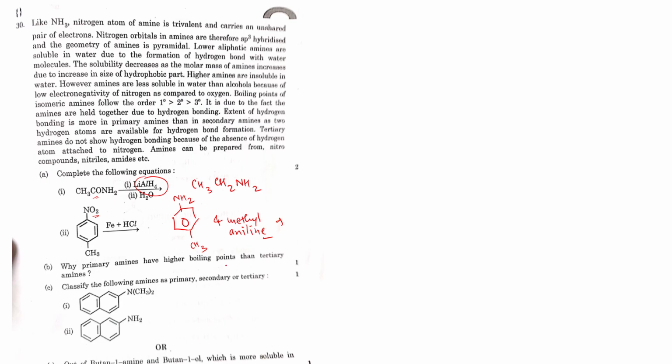Then, why do primary amines have higher boiling points than tertiary? Due to the ability to form hydrogen bonds, intermolecular hydrogen bonding. Okay, so you have to find primary, secondary, tertiary. Since this nitrogen is attached to this carbon and two carbons on this side, this is going to be tertiary, and since it is having only one, this is primary. For this part, C, I will write the answer here.